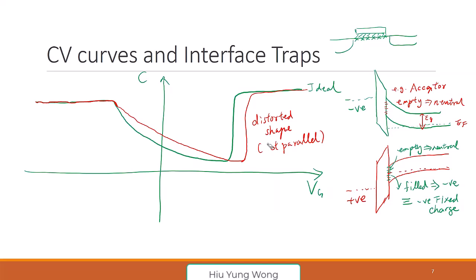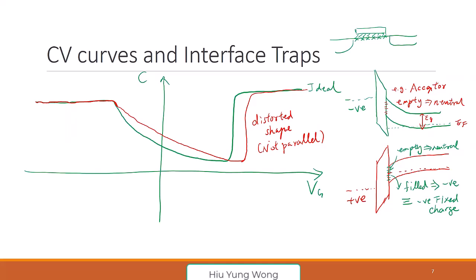So indeed, this is one of the methods for people to figure out whether you have fixed charge or trap in the interface. Measure the CV curve by looking at the shift compared to the ideal case or theoretical case. You know what type of trap it is. Now I only give you acceptor. I don't have time to go to donor. You can do the same thing. For donor, you're going to distort to the left. Is that okay? Any questions?